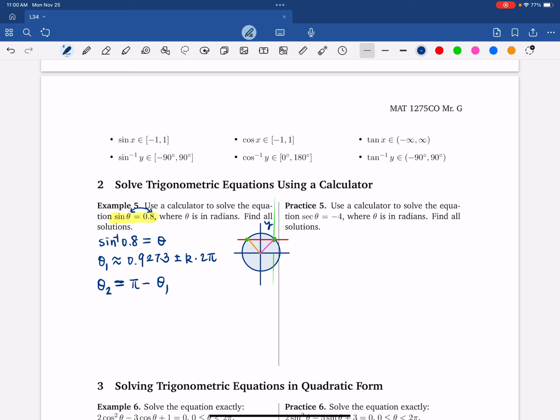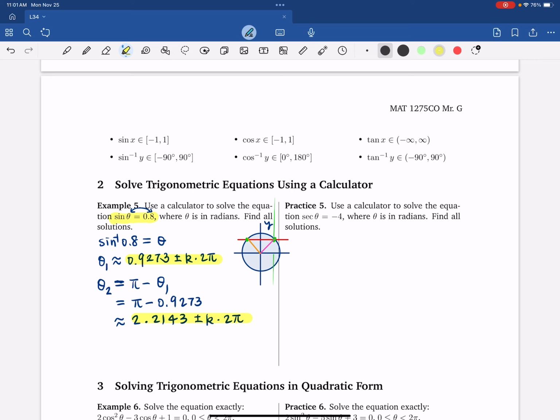So you're going to use your calculator and calculate pi minus 0.9273 and see what that is. And then for the final answer, we're going to do plus minus. So if you calculate that, it's going to be approximately 2.2143. And then we're going to do plus minus k times 2 pi at the end. And essentially, we have two solutions. And as you know, the calculator will only give you one of them. In order to find all solutions, a visual is needed, and it will help you find the other.